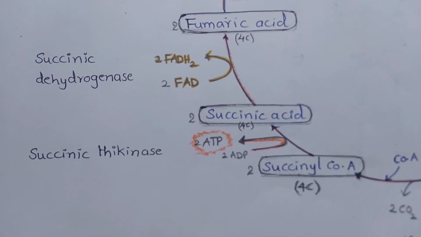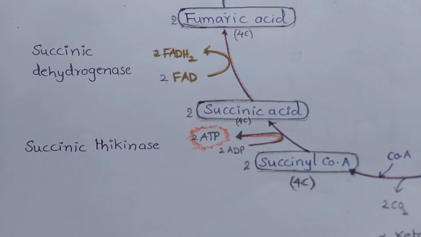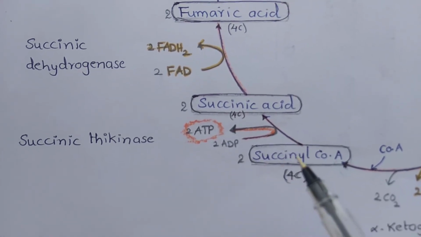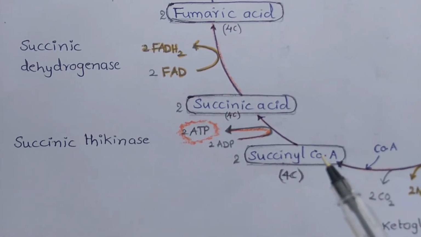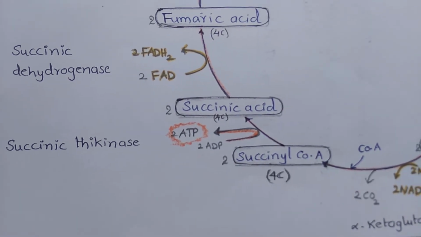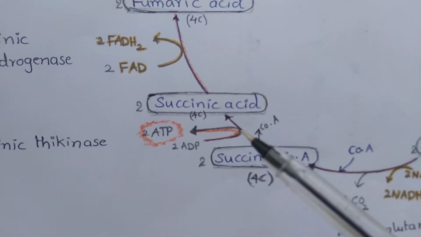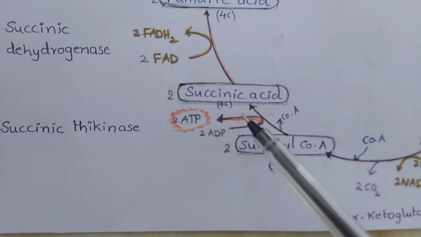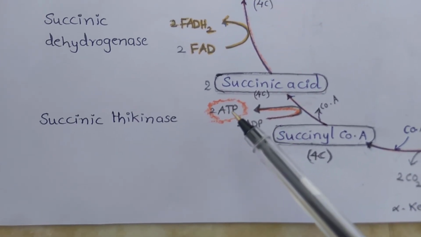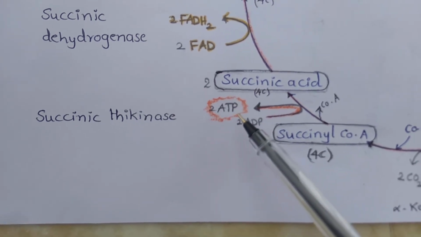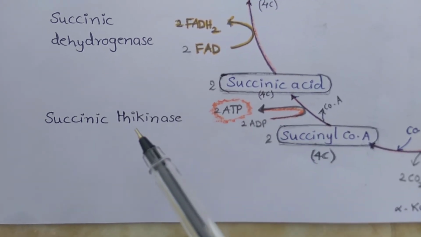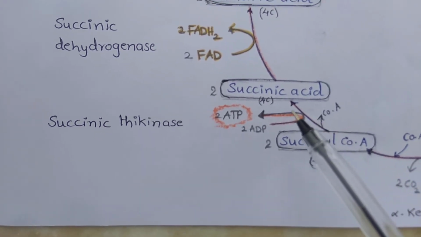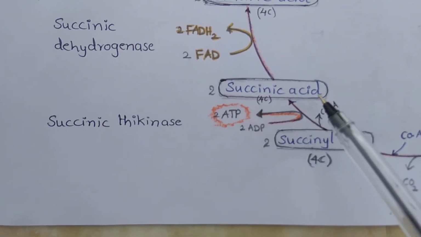Seventh step is cleavage or substrate level phosphorylation. In this step, from succinyl coenzyme A, coenzyme A is removed. In this step, two ATPs are produced directly by substrate level phosphorylation. This reaction takes place in the presence of succinic thiokinase. In this step, the end product is succinic acid.